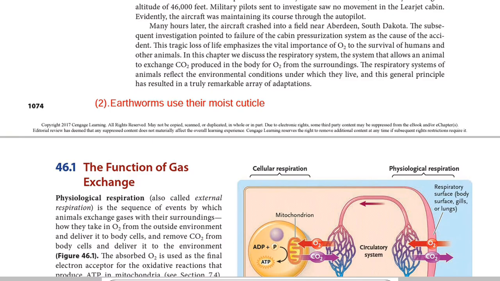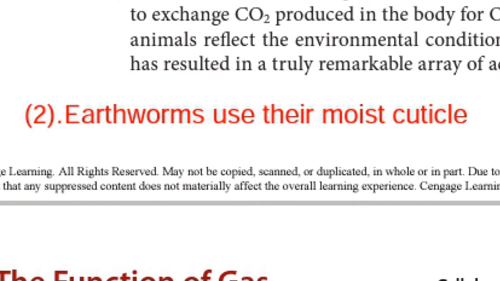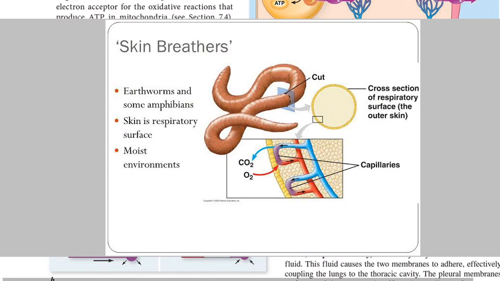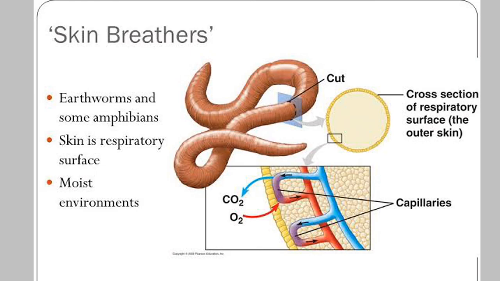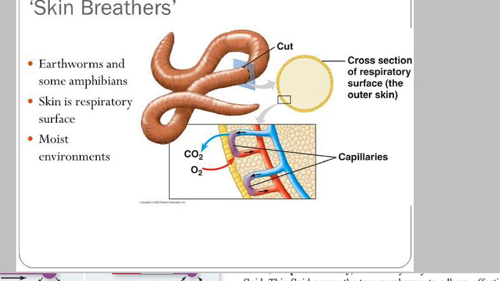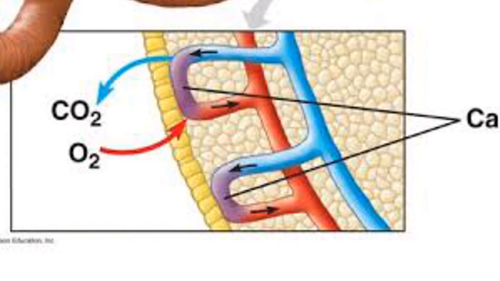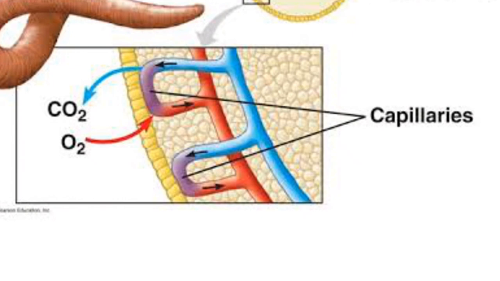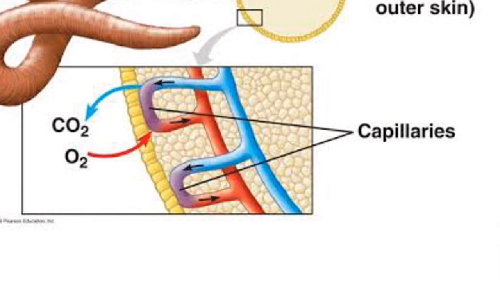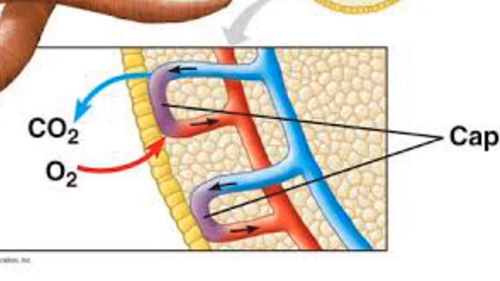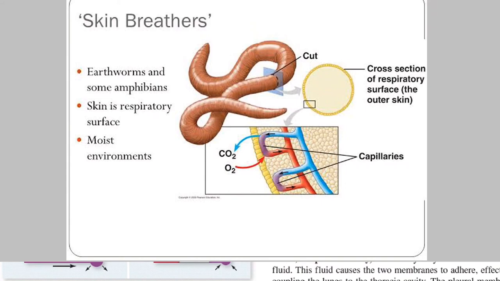Now the second point. The earthworm uses its moist cuticle. Now the earthworm respires through the skin. Their skin is moist. So that's why earthworms are known as skin breathers. So the moist skin. And here, this one is the cross section of the body, and the outer skin is what they are showing. And as you can see in the skin, the blood capillary is reaching to the outer epidermis. And here, atmospheric oxygen is entering into the capillary blood, and from the capillary blood, CO2 is released into the atmosphere. So we remember this thing, the earthworms are the skin breathers.